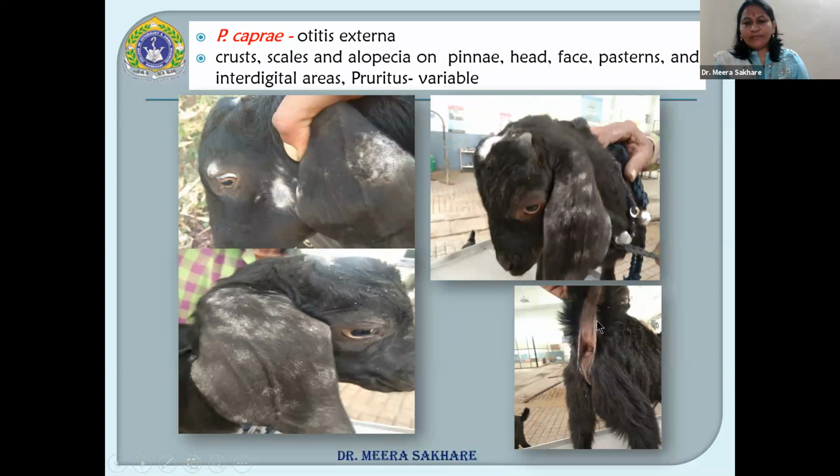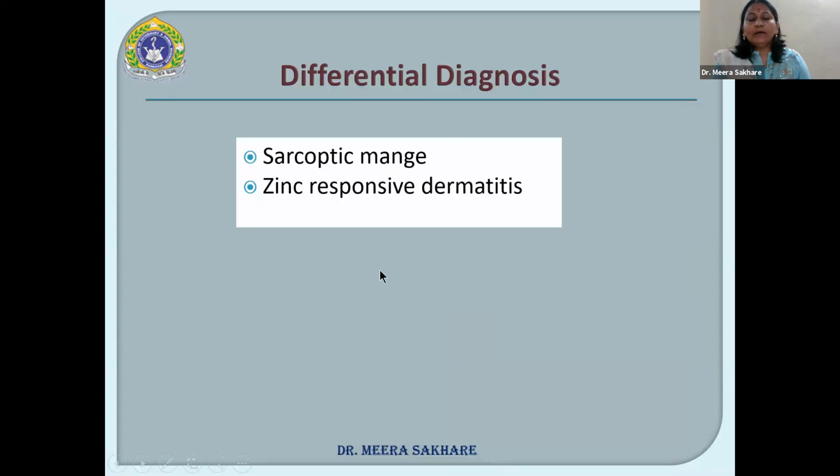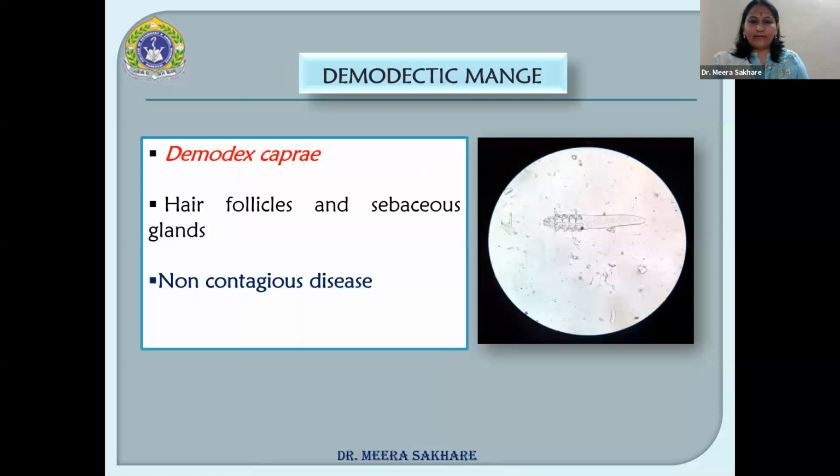In this picture, we can see the tail of the animal, and at the periphery of the tail, we can see a typical crusty type of alopecic lesion. Such animals have itching. Whenever no treatment is given, itching can occur. Then this psoroptic disease we can differentiate from sarcoptic mange or zinc responsive dermatitis.